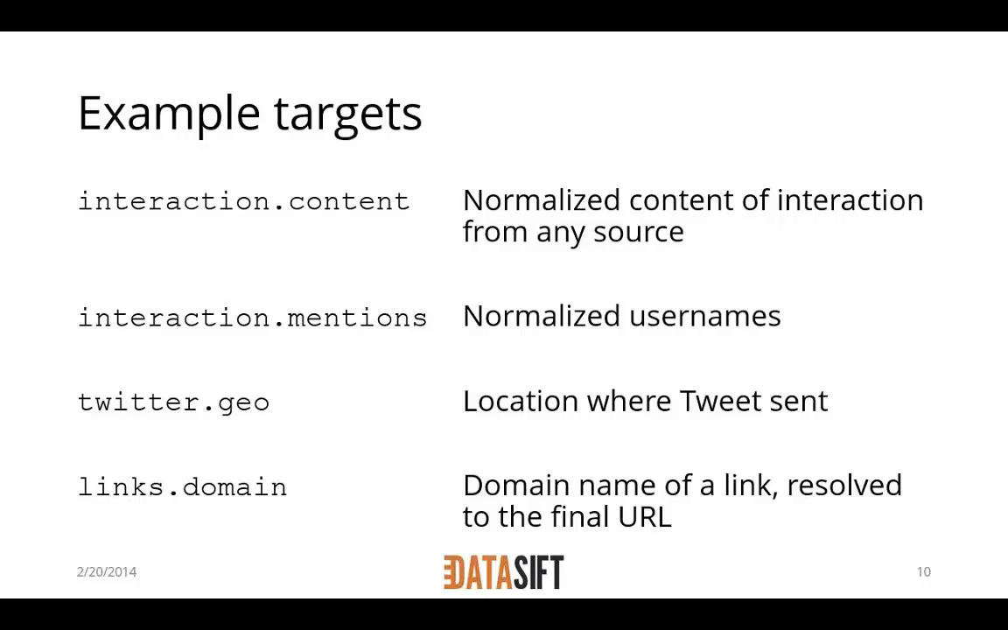Links.domain, so links is an augmentation. Twitter is a proper source, of course. Links.domain is going to be the domain names of any links that are in the interaction. So if you have an interaction with maybe 3 or 4 links in it, even if they're shortened links, it follows any redirections that a shortener uses to the very end page, and it'll give you a list of all the domain names of the pages that are being linked to.